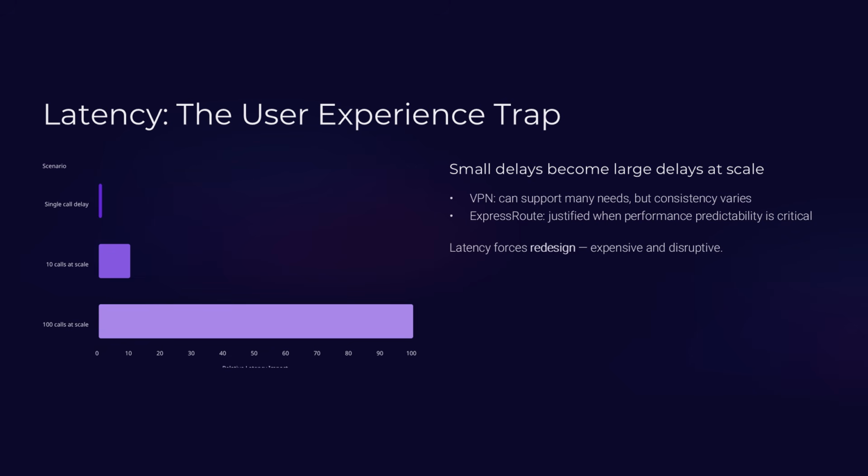Site-to-site virtual private network can support many performance needs, but performance consistency can vary depending on conditions. ExpressRoute is often justified when performance predictability is critical for user experience, data movement, and application stability. Leaders care because latency affects productivity and customer satisfaction. Architects care because latency forces redesign, which is expensive and disruptive.